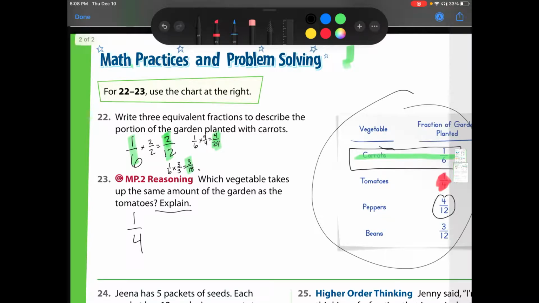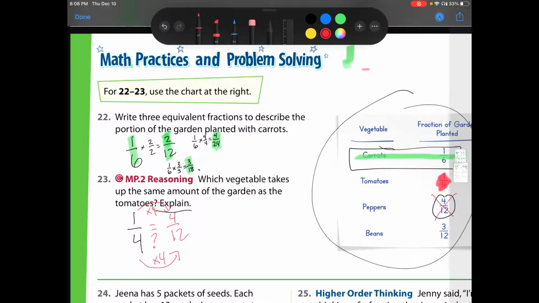So I'm going to start with peppers, and I'm going to check and see if 1/4 is the same as 4/12. So I put that question mark underneath because I'm not sure if they are. So now I'm going to think, how did I get from 1 to 4? Well, I multiplied by 4. So now I'm also going to think, whatever I do to the top, I have to do the bottom. So I have to multiply it by 4 also. Is 4 times 4 equal to 12?